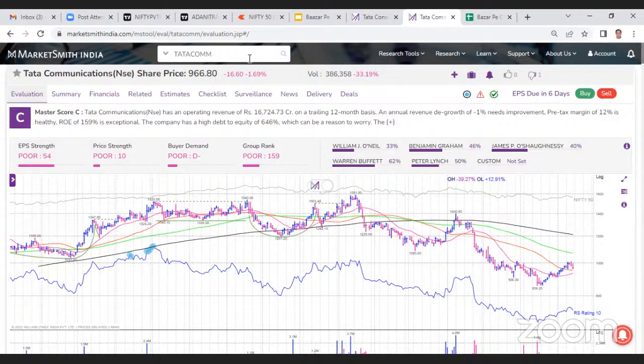Could you take Tata Steel, RAI and ITC, two Tata stocks? Tata Steel and ITC both.